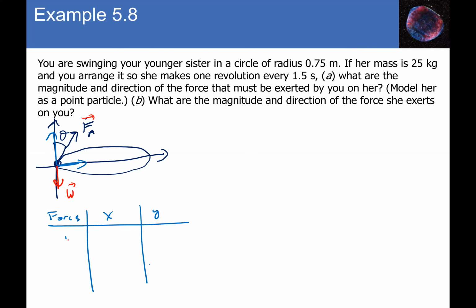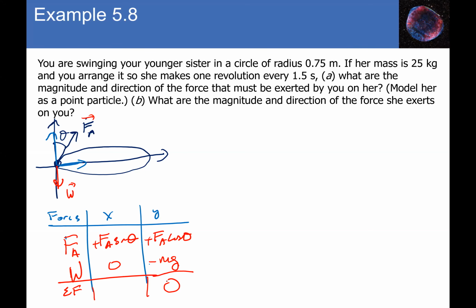All right, so here's F of A, and here's the weight, and the net force here is basically... F of A has two components, and since theta is given with respect to the vertical axis, the X component is actually F of A sine theta, and the Y component is F of A cosine theta. First quadrant, positive, positive. Weight is straight down, so minus mg. In the X direction, there's acceleration. In the Y direction, there is not.